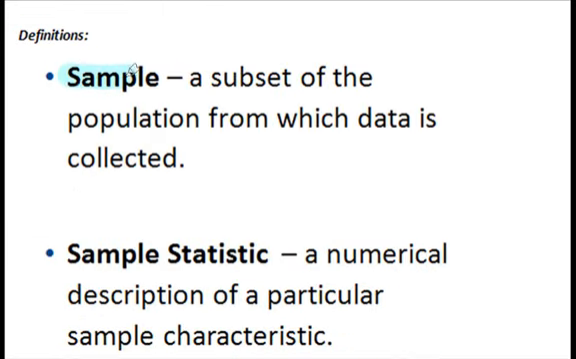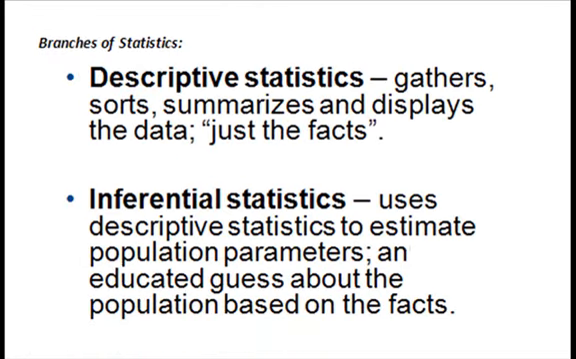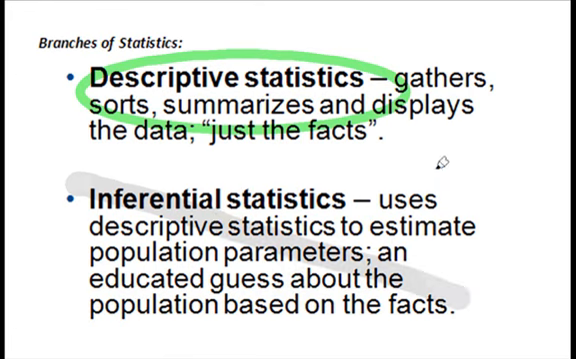A sample is a subset of the population, and any number that comes from the sample is called a statistic or sample statistic. Our focus right now is on descriptive statistics. This is where we gather data that summarizes our information. Just the facts, ma'am, just the facts. Information that we think is happening to everybody, but we can't say for sure, is an estimate called an inferential statistic, and it's not important to us right now.